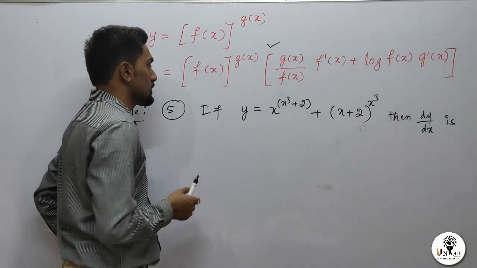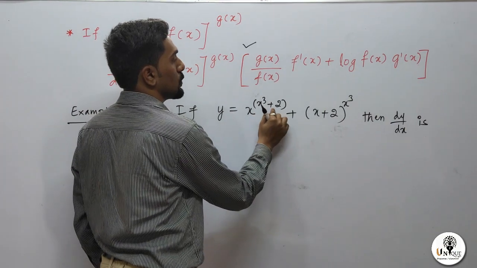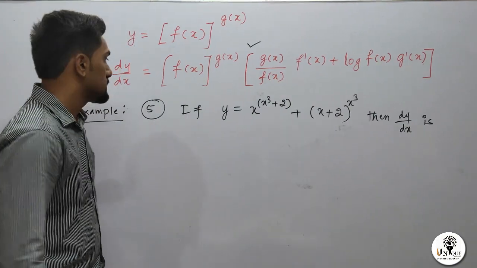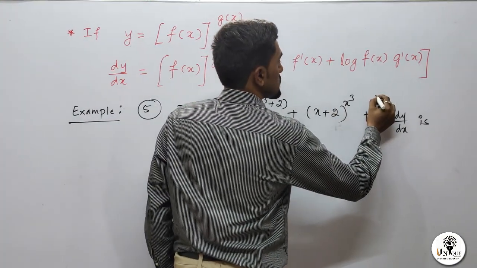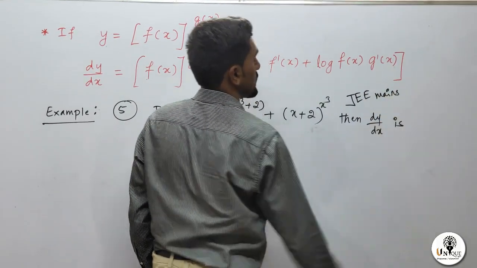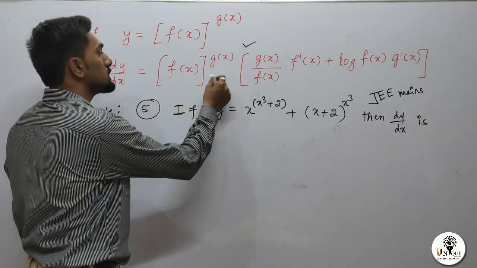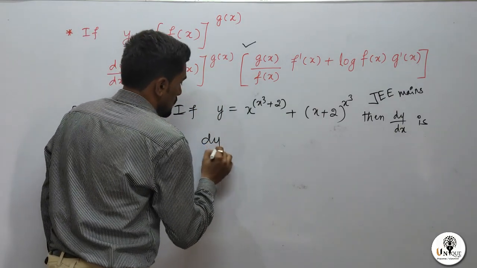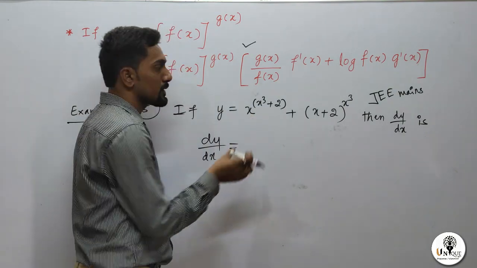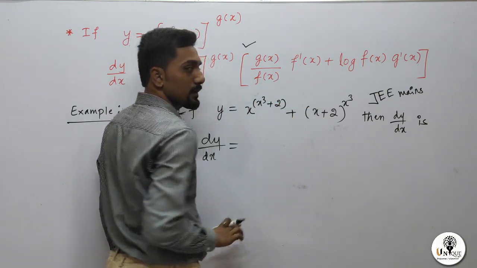Consider one more example of a similar type. If y is equal to x to the power x cube plus 2, plus x plus 2 raised to x cube. See, these types of questions you will get in the JEE Mains exams. So you should solve it very carefully by using this super trick. So what is the dy by dx? In this case also we have to differentiate separately by using the short trick and put the middle sign.